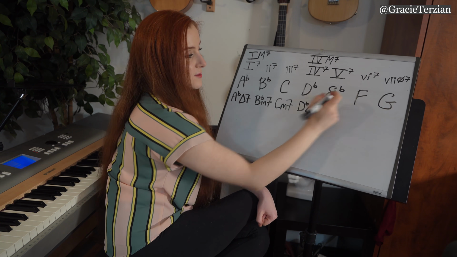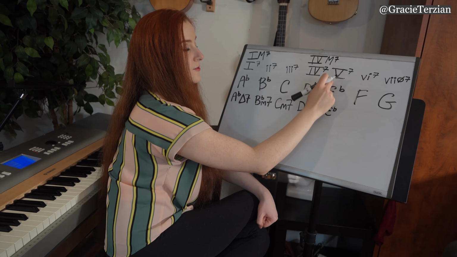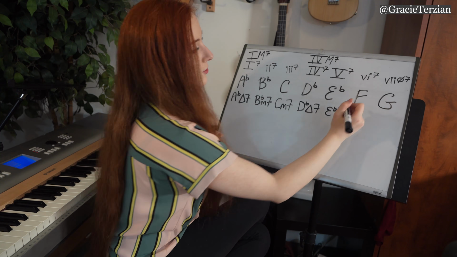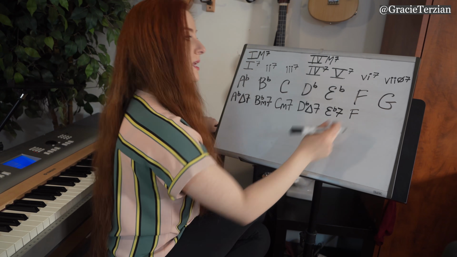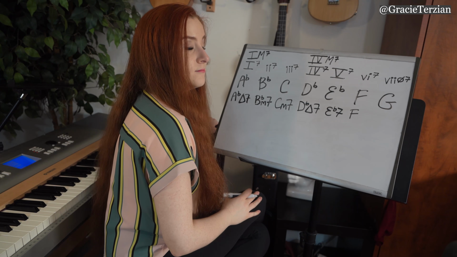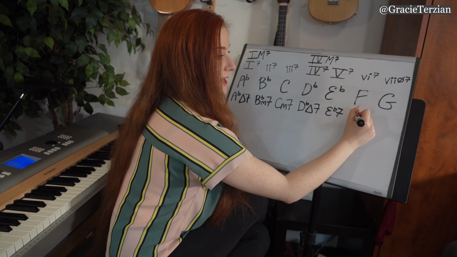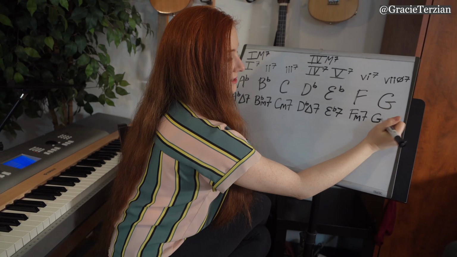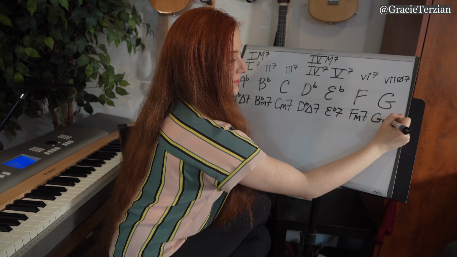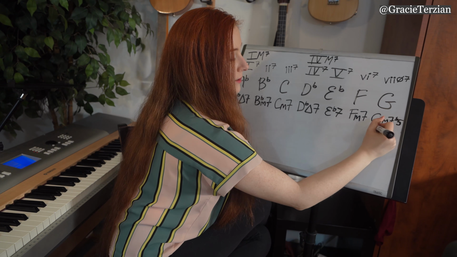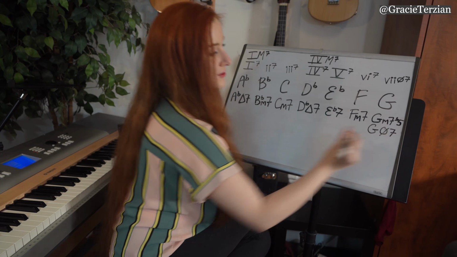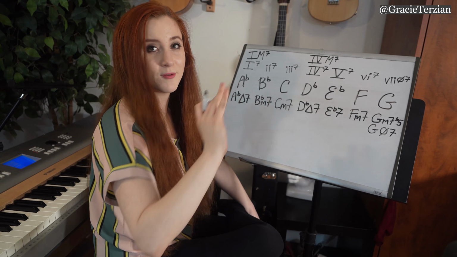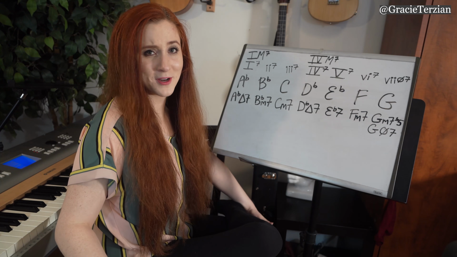The fifth chord is going to be E flat something, and it's going to be a dominant 7 chord, so E flat 7. The sixth chord is going to be F something. We have a lowercase 6, right? So it's going to be F minor 7. And last but not least, we have G, and this is going to be G minor 7 flat 5, or G half diminished 7. See, it's actually pretty simple when you see that it always follows the exact same formula and pattern, right? I think it's all very cool.